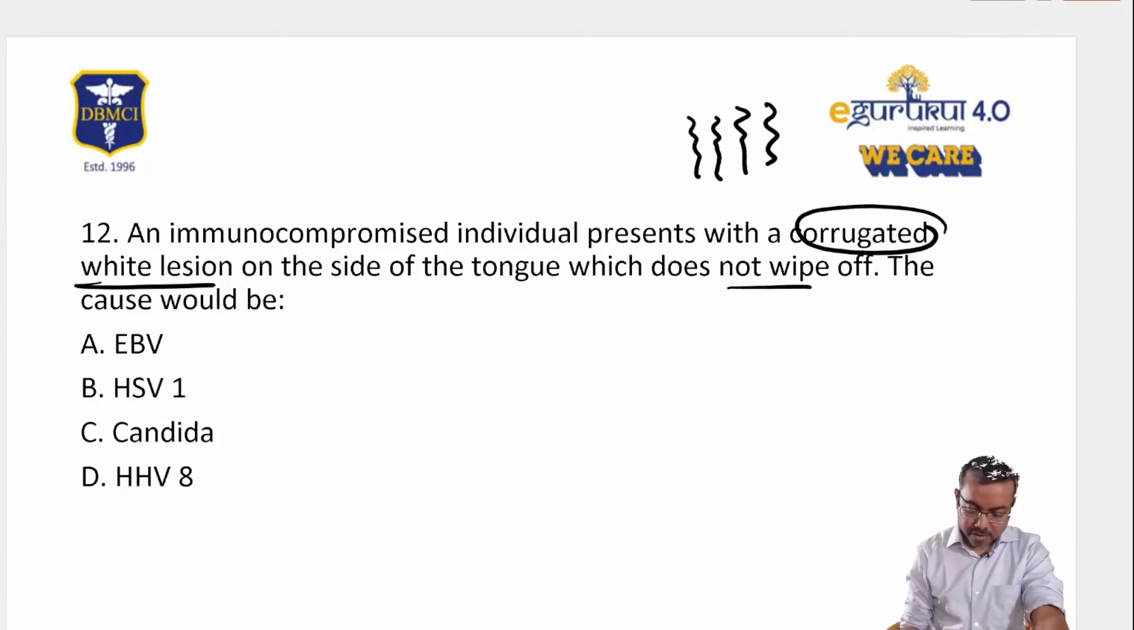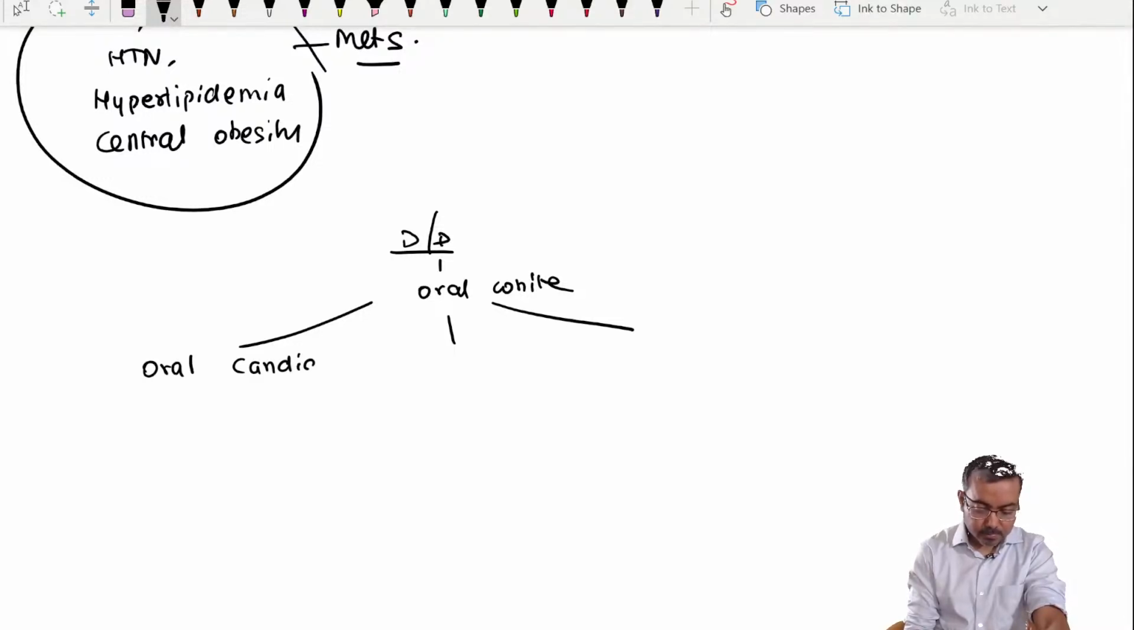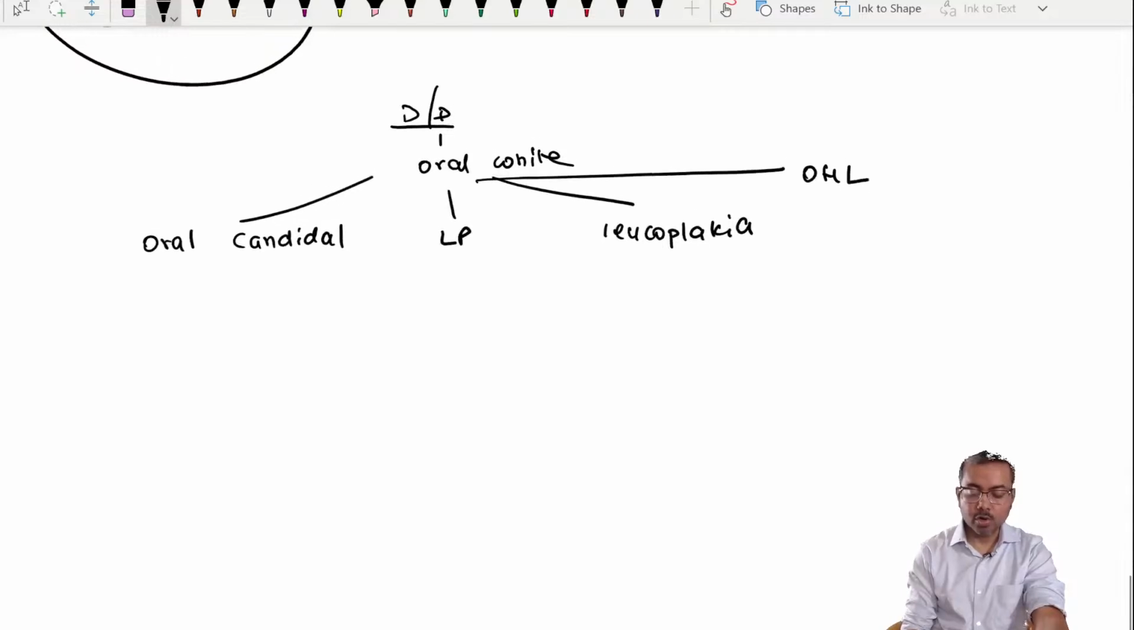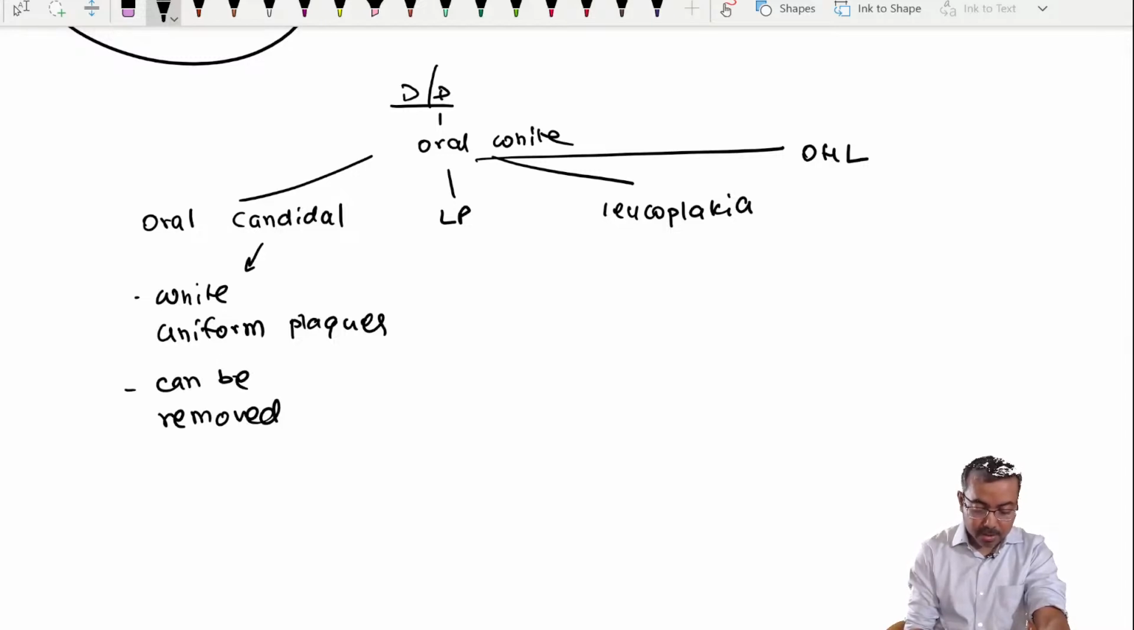Whenever you have a differential diagnosis of oral white lesions, only look at these: oral candidiasis, oral lichen planus, leukoplakia, and actually a fourth, OHL, oral hairy leukoplakia. Oral candidiasis will usually have a white uniform area, white uniform plaques, but can be removed by a spatula. You can scrape it off.